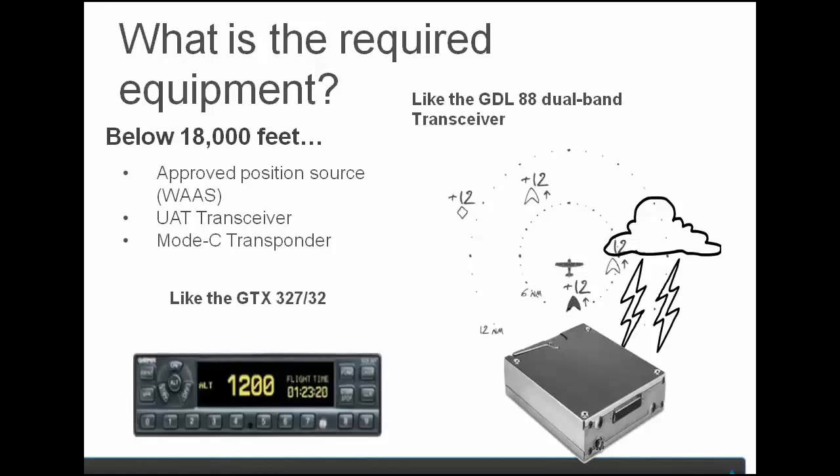Now, the Mode C transponder, you still need to have a Mode C transponder. We're going to still have to have those. But the great thing about the GDL88 is it's self-interrogation. If you have an older transponder, we can still work with that. So that's the great thing about the 88.